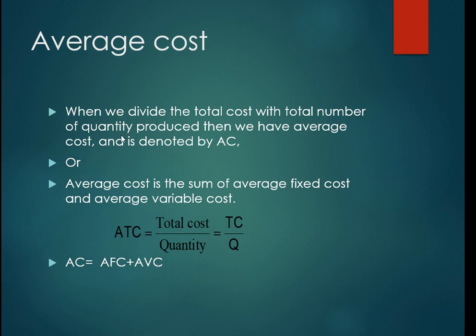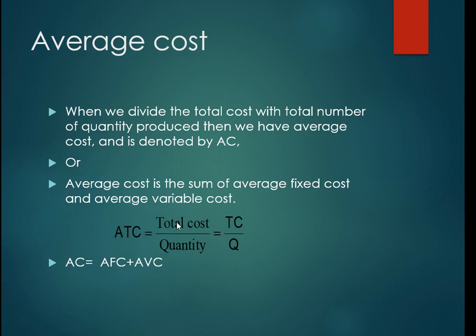Average cost is denoted by AC. The second formula for the calculation of average cost is that average cost is the sum of average fixed cost and average variable cost. As you can see, both of these formulas are written here according to these two definitions.